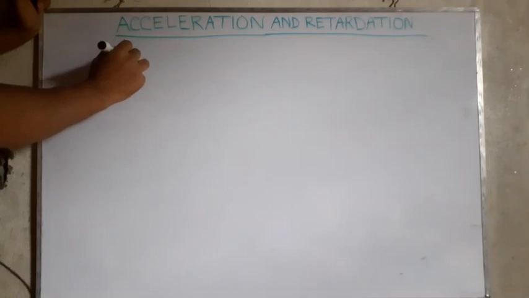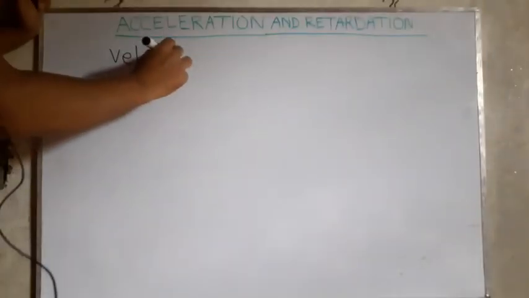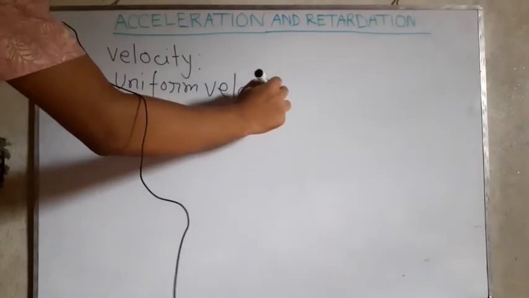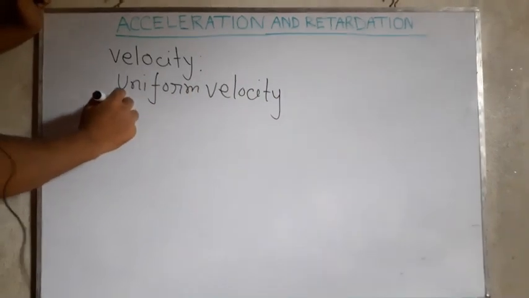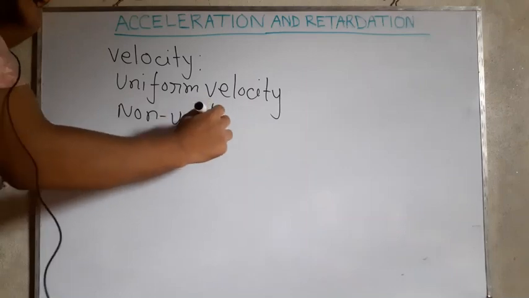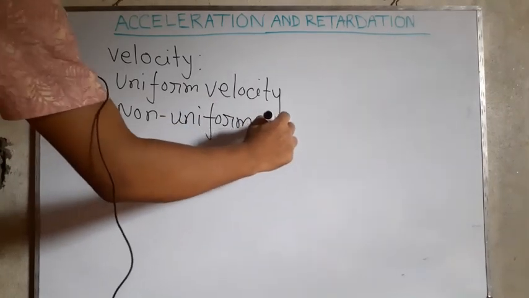Our today's topic is acceleration and retardation. Previously, we have learned about speed and velocity. There are two types of velocity: uniform velocity and non-uniform velocity.